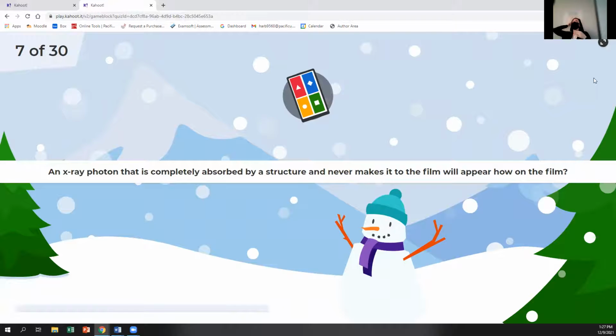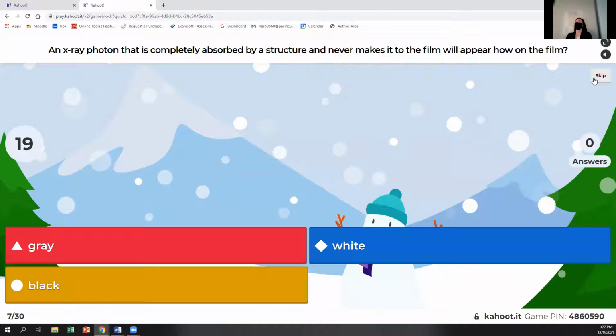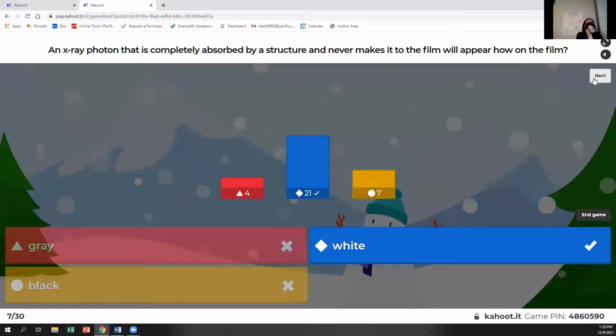An X-ray photon that is completely absorbed by a structure and never makes it to the film will appear how on the film? So the photon never makes it to the sensor. The X-ray photon never hits the sensor. What will that part of the sensor look like? White, yeah. So if a whole bunch of stuff gets to the sensor, it's going to be darker. If nothing gets to the sensor or less stuff gets to the sensor, it'll be lighter.